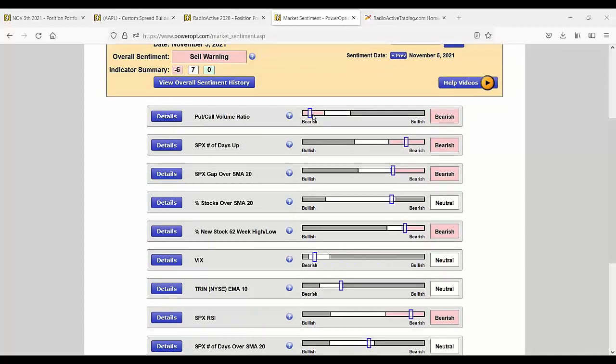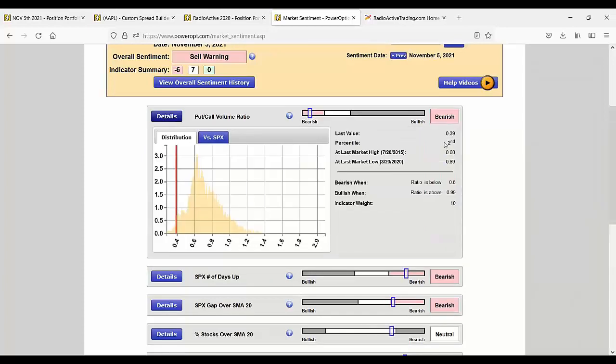This one scared me the other day. I had never seen this before, to be honest with you. The last value, this is the put call volume ratio: the total number of puts across the entire market divided by the total number of calls. It's at 0.39. A ratio of 1 means that there's an even volume of calls and puts. That's kind of scary, isn't it? At the close of yesterday, it was at 0.33. It was in the 1st percentile of the total distribution.